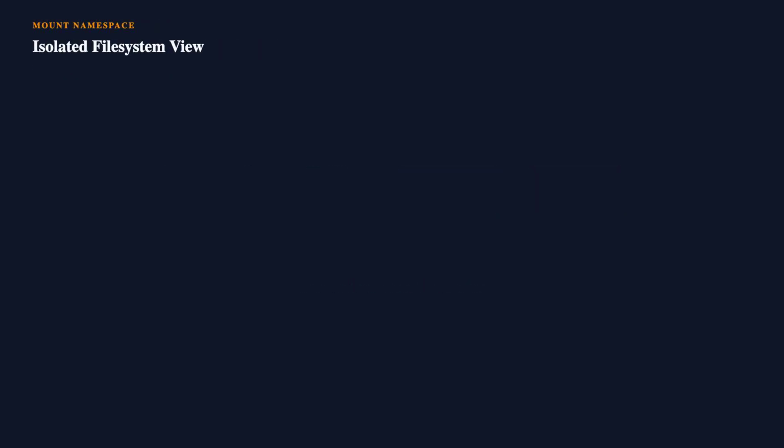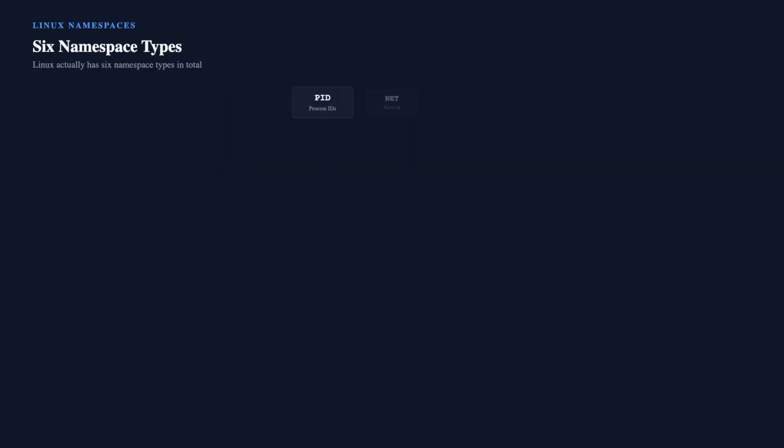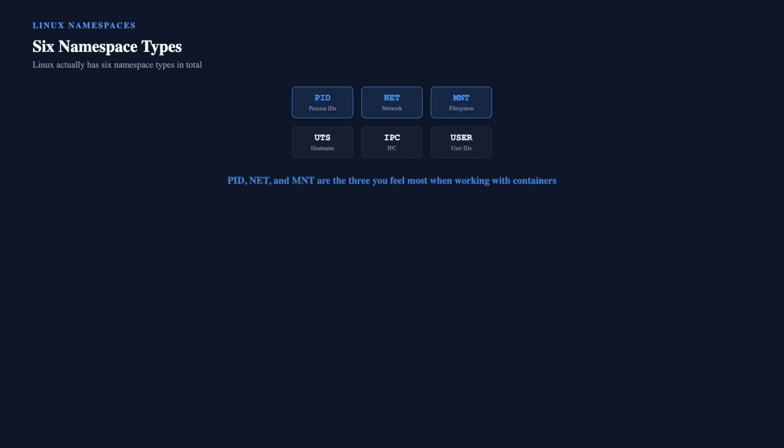Then there's the mount namespace. This isolates the file system view. The container sees its own root file system, its own / directory. But on the host, this is just a directory somewhere on disk. Linux actually has 6 namespace types in total. Besides PID, net, and mnt, there's UTS for hostname, IPC for interprocess communication, and user for user IDs. But PID, net, and mnt are the 3 you feel most when working with containers.